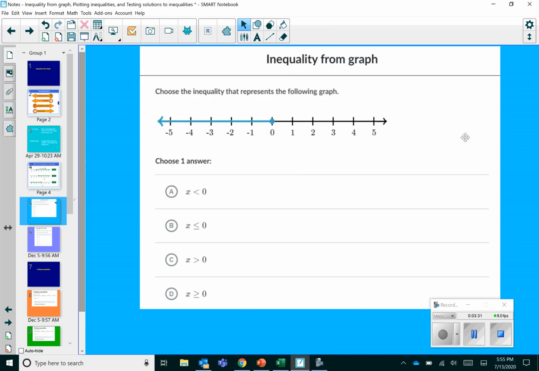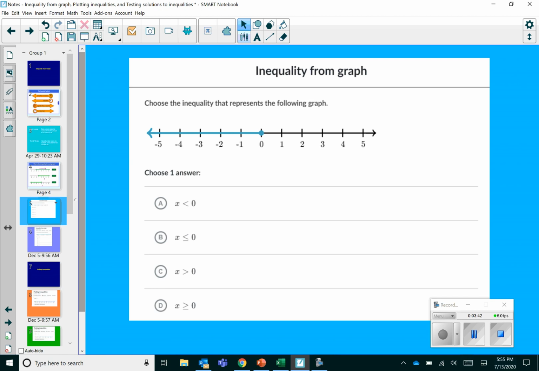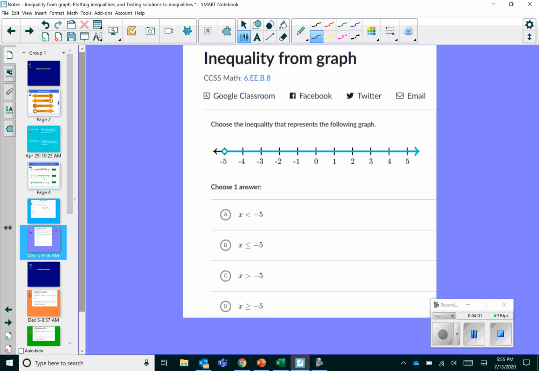It says, choose the inequality that represents the following graph. Well, we have a closed circle on 0 going to the left, which means your symbol is going to be less than or equal to. And then we'll just use x since that's what they're using in the solutions. Looking at A, B, C, or D, the one that matches what I have here is answer choice B. Let's try one more of these.